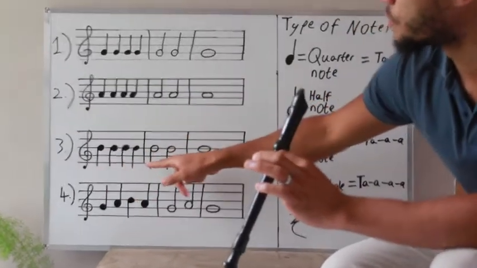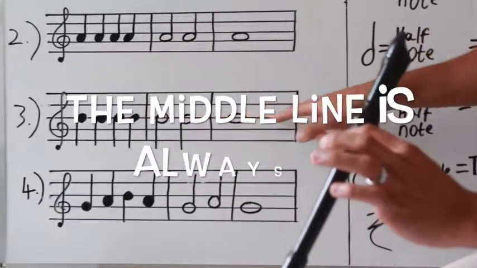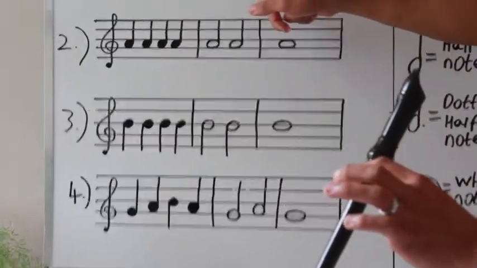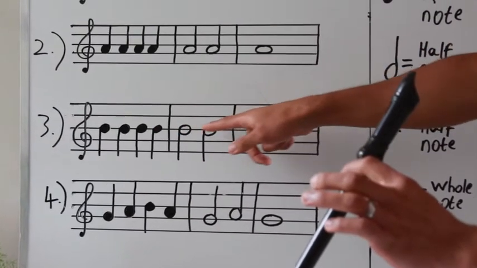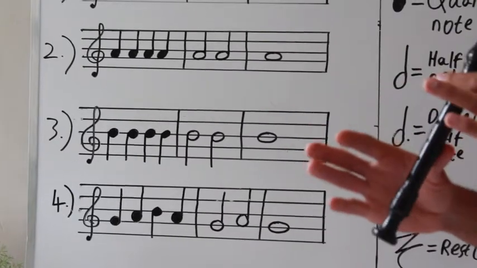Okay? Notice B is on the 3rd line. An easy way to remember B: it's always in the middle. The middle line is always B. The same way you know that G is the 2nd line, B is the 3rd line. Okay, always in the middle. So let's try line number 3. Grab your recorders. Let's go.